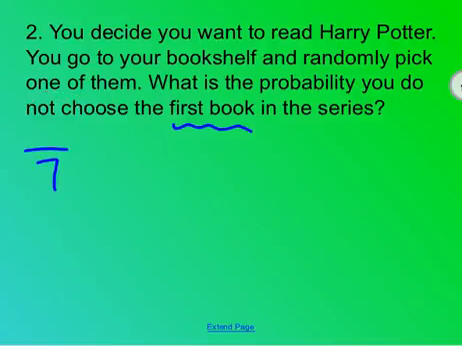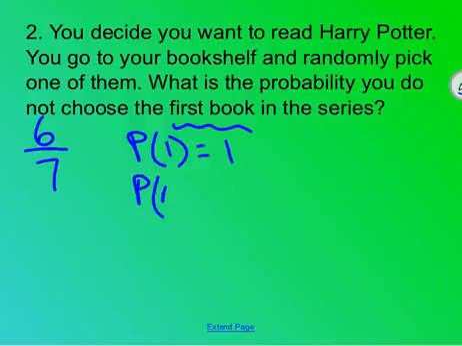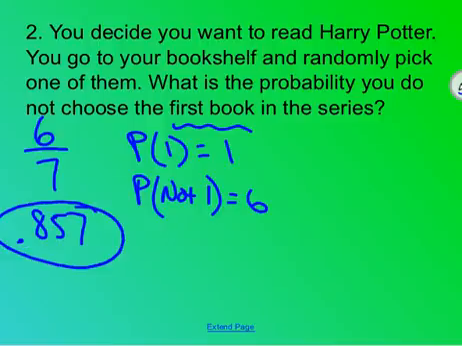So instead of doing 1 out of 7, you're trying to not choose it. So that's a complement probability of 6. So the probability of the first one is 1 out of 7. The probability of not the first is going to equal 6 out of 7. When you divide that in your calculator, you should get 0.857. Alright, so make sure when you do these probabilities, you know how many there are actually in a series.